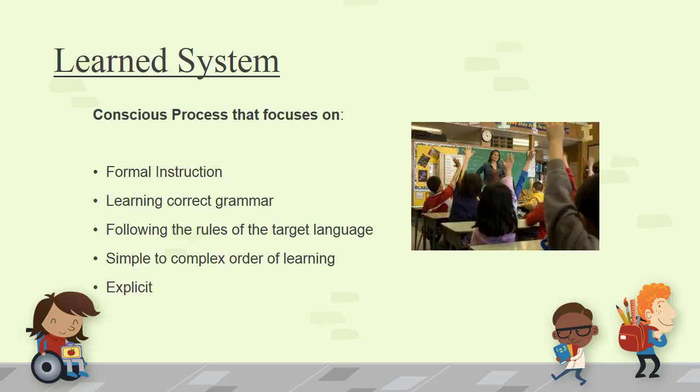The learned system in a second language is a conscious process and a result of formal instruction, much like what we all did in elementary school. It focuses on learning correct grammar and following the rules of the target language. The learned system results in knowledge about the language, awareness of this knowledge, and the ability to communicate about the new knowledge. Krashen believes that the learning system is less effective than the acquired system and therefore is less important.